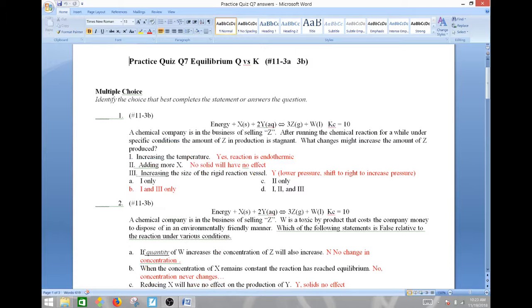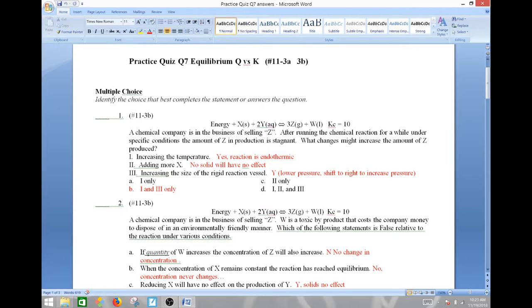A couple things I'm going to note about this first question: energy is on the left side, so it's endothermic. I have a solid X, 2 Y's, 3 Z's, gas, and a liquid W here. Keep in mind the liquid and the solid are not going to have any effect on equilibrium. Endothermic and a slightly larger K value, a little bigger than 1. Either way, it's ever so slightly product favored.